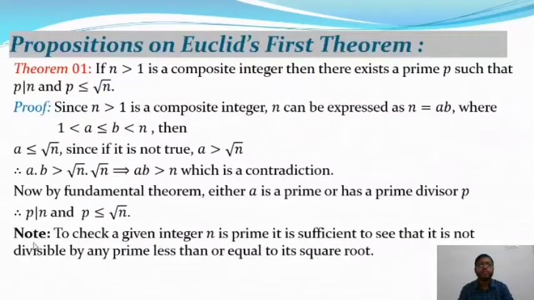So here is the note on the above theorem. To check whether a given integer n is prime, it is sufficient to see that it is not divisible by any prime less than or equal to its square root. Okay, this is a very important part of the prime numbers.